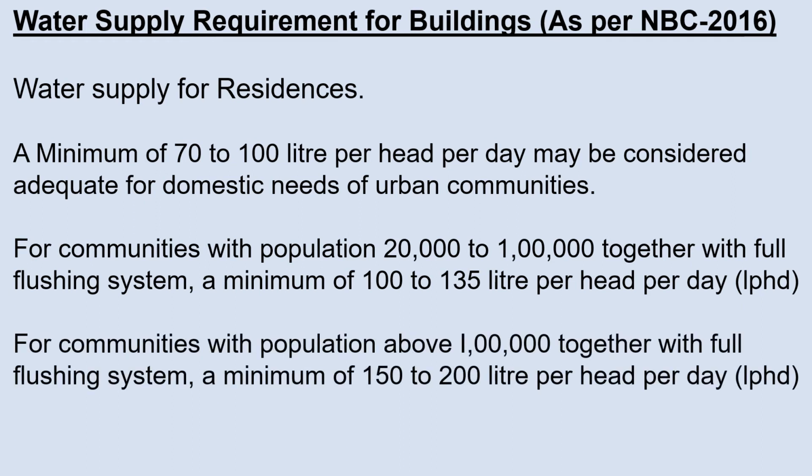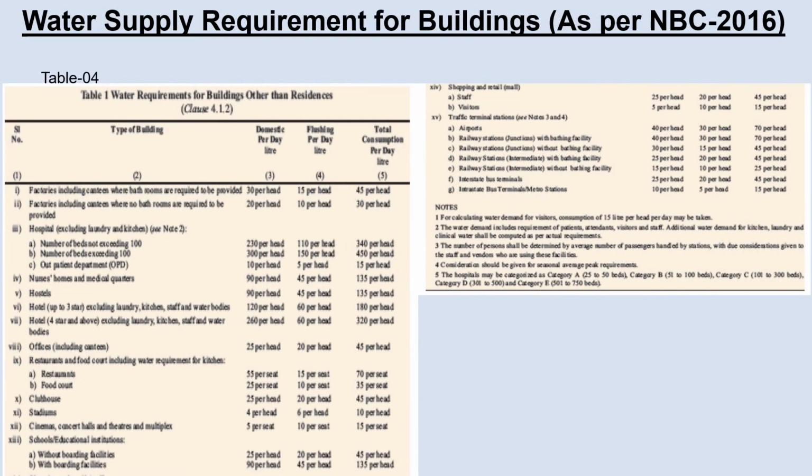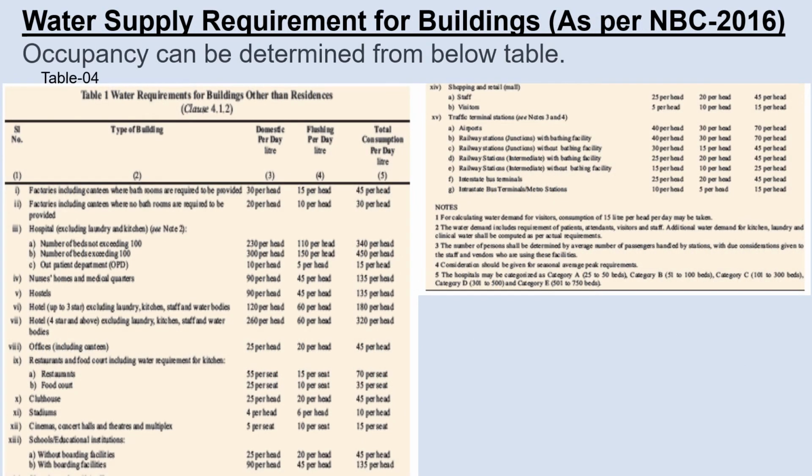For communities with population above 1 lakh, together with full flushing system, a minimum of 150 to 200 liters per head per day need to be considered. The occupancy can be determined from the below table.